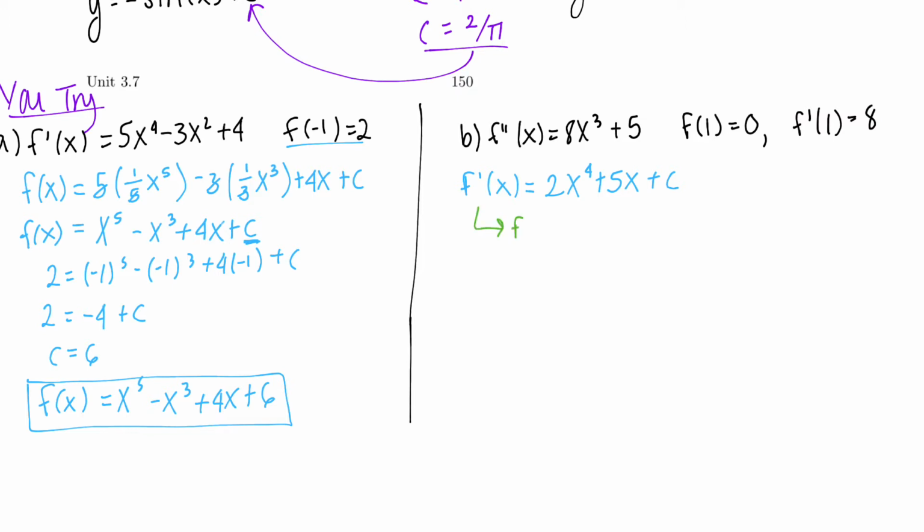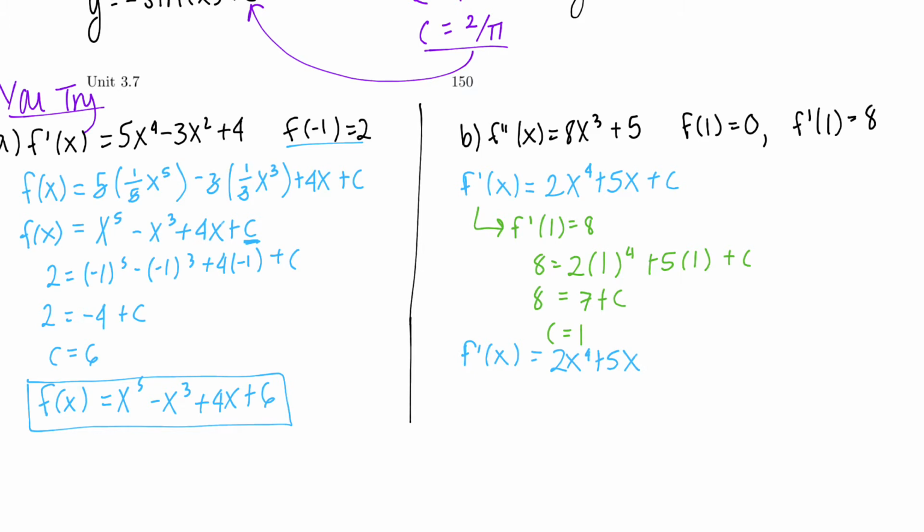So we know that f prime of 1 is equal to 8. So 8 is equal to 2 times 1 to the 4th plus 5 times 1 plus c. 8 is equal to 7 plus c. We get c equal to 1. So rewriting f prime, we have 2x to the fourth plus 5x plus 1.